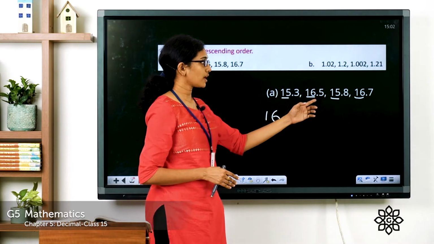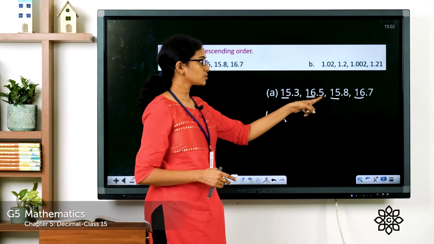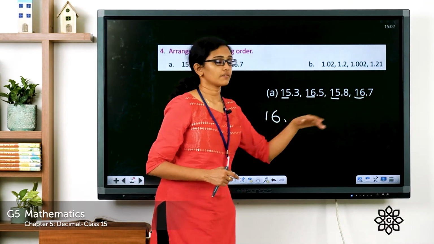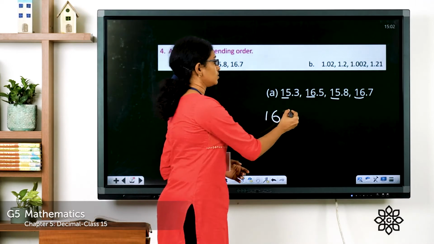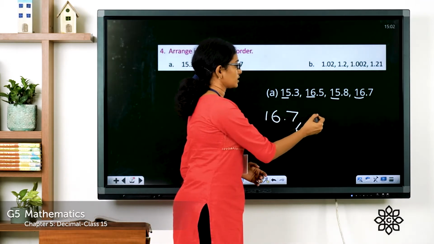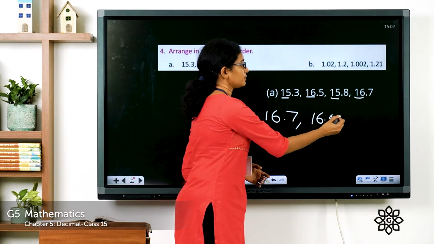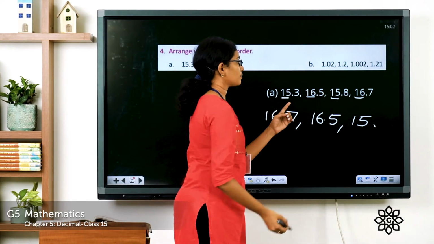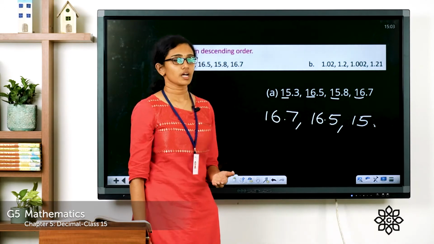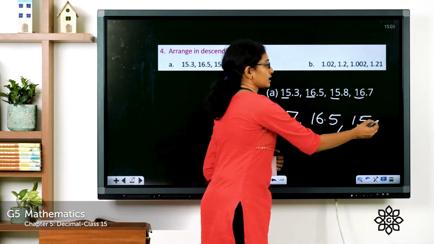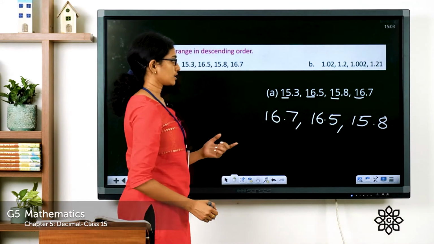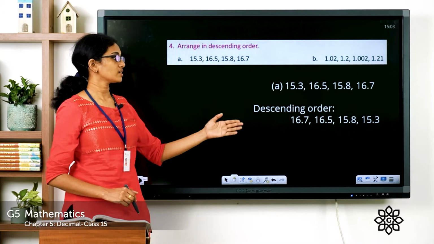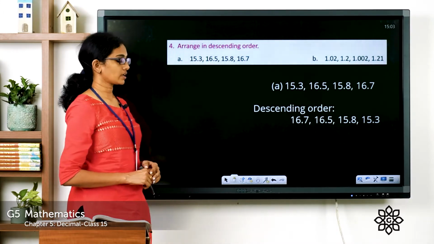Is it 16.5 or 16.7? For that you have to compare the first digits after the decimal point. You have 5 here, you have 7 here. Which is the largest? 7. So 16.7 comes first, then comes 16.5, then comes 15. Is it 15.3 or 15.8? Which is larger? 15.8. So that comes there, and next comes 15.3. So here you have the numbers arranged properly in descending order.